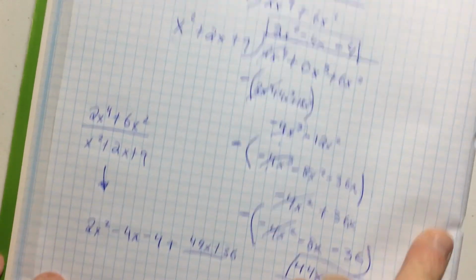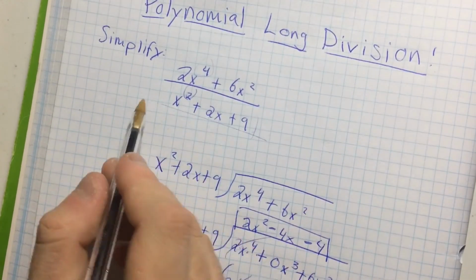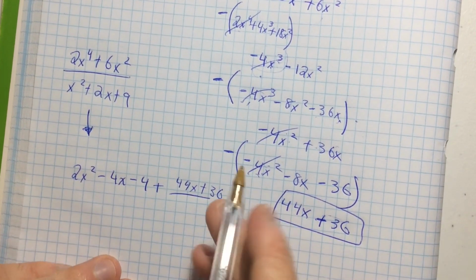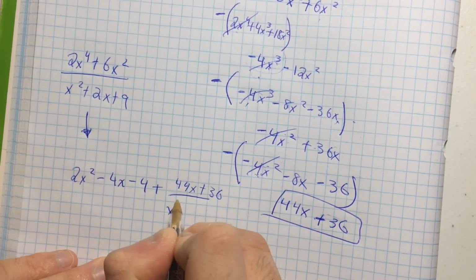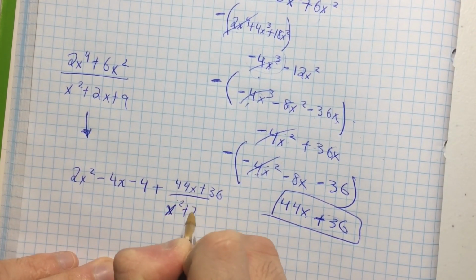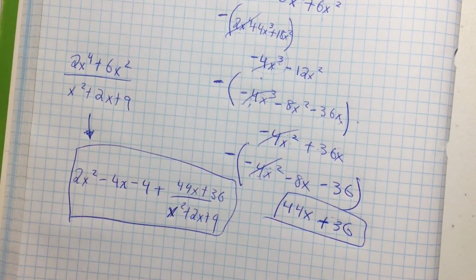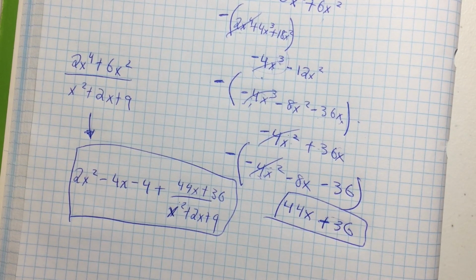And that's divided by the original denominator. So it's 44x plus 36 divided by x squared plus 2x plus 9. And this, my friends, would be considered a simplified polynomial long division problem.